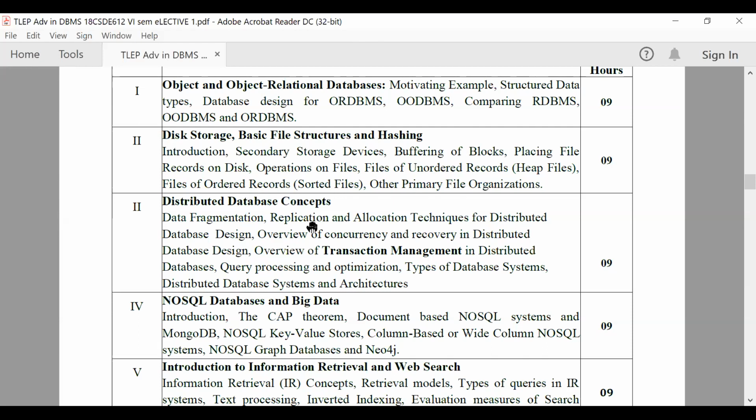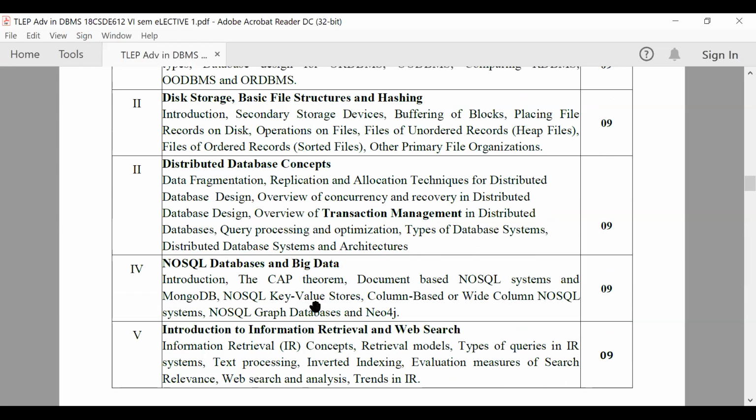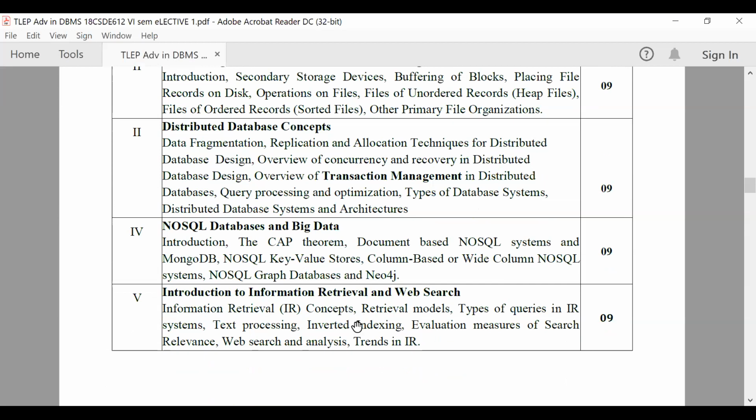Here are the distributed database management concepts. That is somewhat a new one. And here NoSQL and big data analytics, Neo4j, that is a new one. These are concepts like key value stores, column-based and wide column-based databases. So these are some new concepts. And information retrieval and web search also.